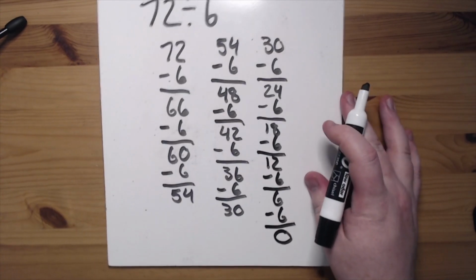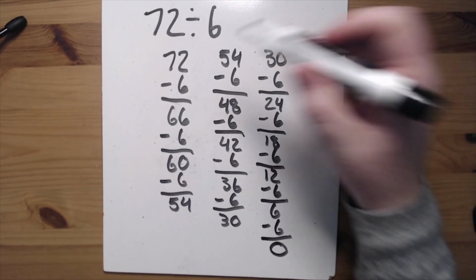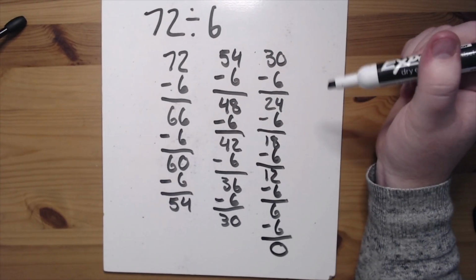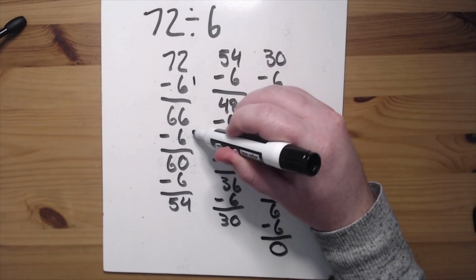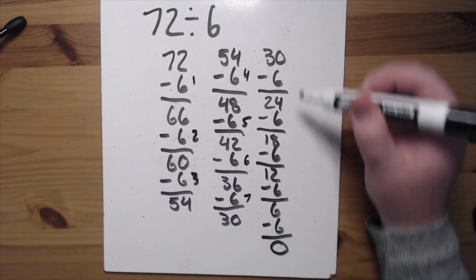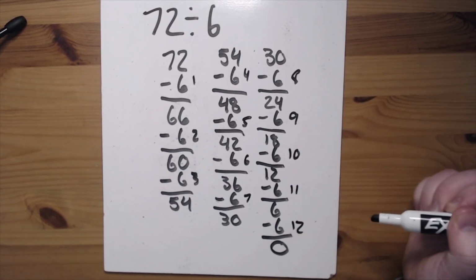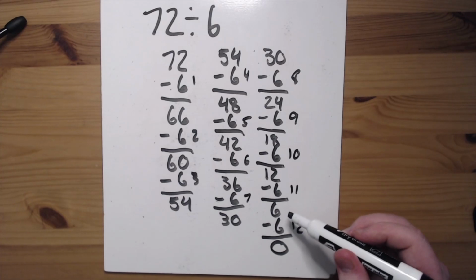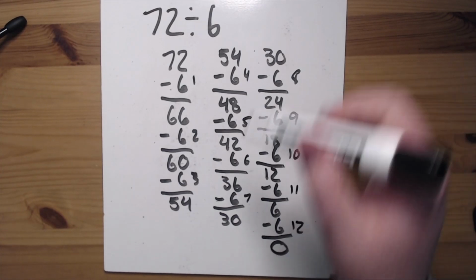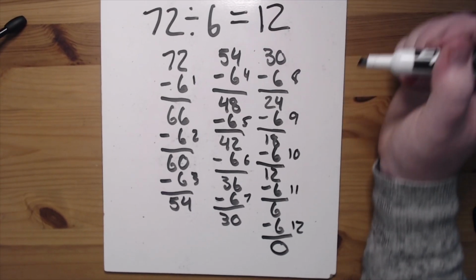Now, you're like, oh my gosh, that's so much. How does that even help me figure out what 72 divided by 6 is? However, if we count the number of times we subtract a 6, we get our answer. So let's count: 1, 2, 3, 4, 5, 6, 7, 8, 9, 10, 11, 12. We don't count the 6 we end on. We count the number of times we subtracted 6, not the total number of 6s. So 72 divided by 6 equals 12.